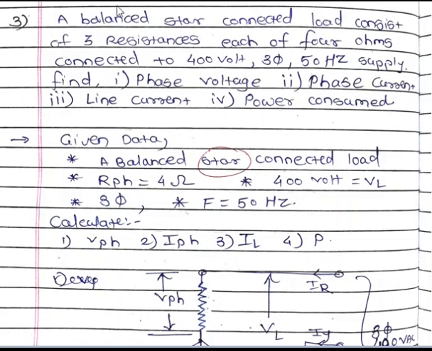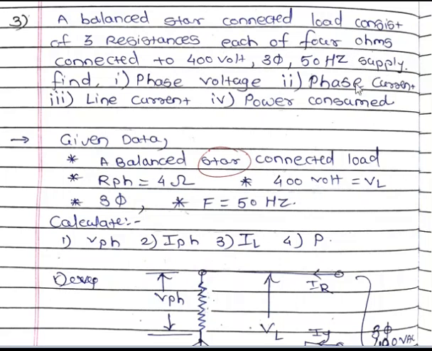In this example, the given load is a star connected load, which consists of 3 resistances, each of 4 ohm. That is 3 resistances connected in a 3 phase system, a balanced star connected system. Each resistance is 4 ohm. Therefore the value of RPH, resistance per phase, is 4 ohm, connected to a 400 volt 3 phase 50 Hz AC supply.